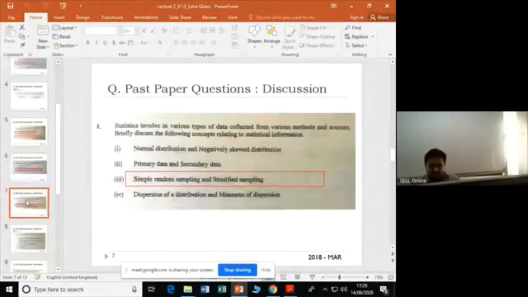Let's look at this question. 2018 March. Again, the same explanation, statistics involved. Look at subpart number 3. Simple random sampling, stratified sampling. Again, you could easily see it's a repetition, right?